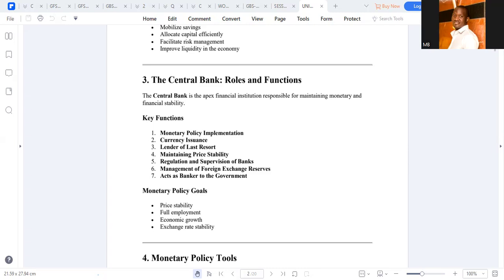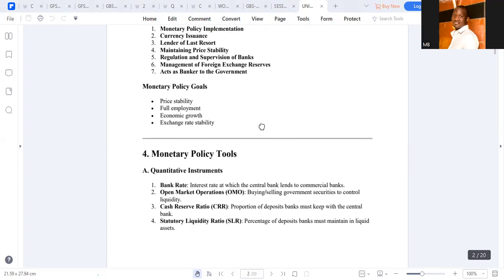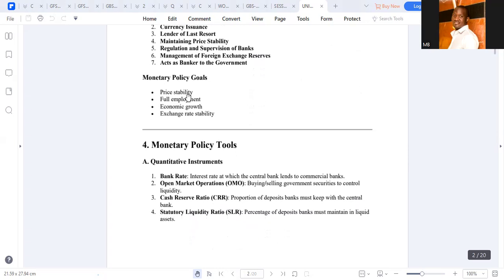All right. So what are the monetary policy goals? So monetary policy goals: price stability to ensure that they control inflation. There's full employment so that they promote what? Creation of jobs and stimulating the economy. Economic growth. So it is there to facilitate sustainable economic growth and exchange rate stability. Like I said, it maintains the value of our domestic currency kwacha against foreign currencies.